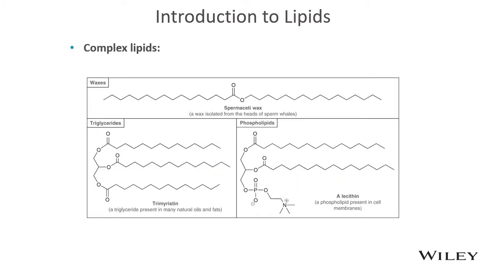So these are just some examples of complex lipids. So for waxes, this is an example of spermaceti wax. We have triglycerides, so this is trimyristin. Then we have phospholipids, such as lecithin. So all of these have similar structures where they contain long alkyl chains. So this is part of what makes them so hydrophobic. But these ones also contain ester functional groups. So we're going to focus a lot on triglycerides in this video.